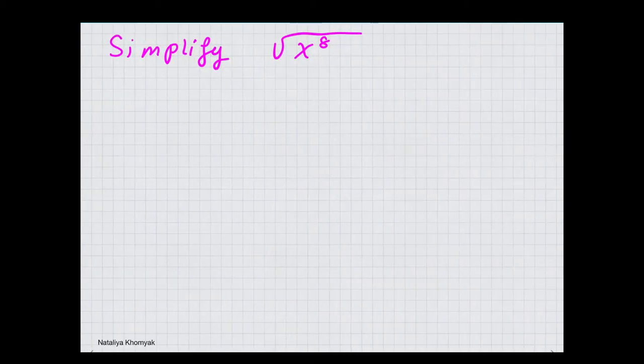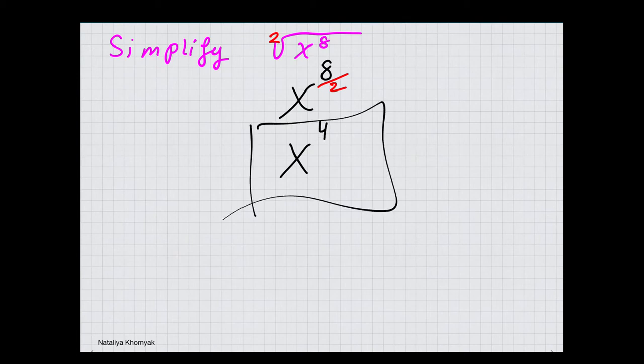Here we need to simplify the square root of x to the 8th. Take the radicand, which is x to the 8th power. The degree of this root is 2, and we will divide 8 by 2. So now we have x to the power of 8 divided by 2, which is 4, and this is our solution.